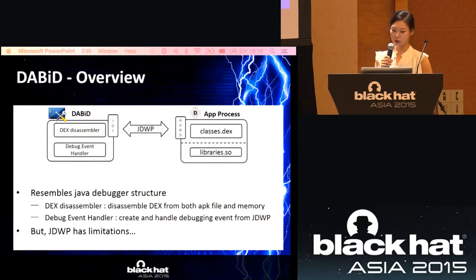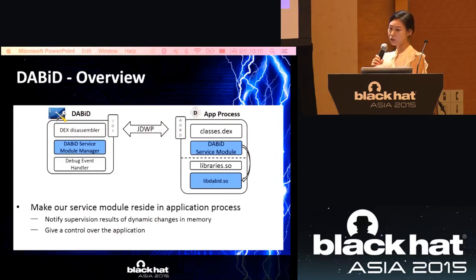So this is an overview of our work. Basically, it resembles a Java debugger structure. It has a DEX disassembler, which disassembles the DEX file from both the APK and memory. And there is a debug event handler, which creates and handles debugging events from JDWP. But using JDWP has limitations in terms of reverse engineering. So we made our service module reside in the application process during the lifetime of the application. This DABiD service module notifies the debugger of supervision results of dynamic changes in memory and also gives control over the application.